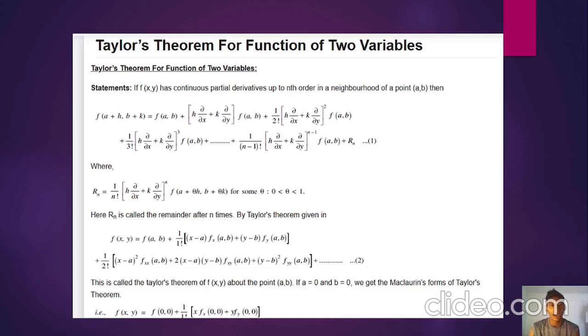where Rn is equal to 1 by nth factorial (h ∂/∂x + k ∂/∂y) whole power n. This is how we have to write. And this is called Taylor's theorem for f(x,y) about the point (a,b). If a is 0 and b is 0, we get Maclaurin's form of Taylor's theorem.